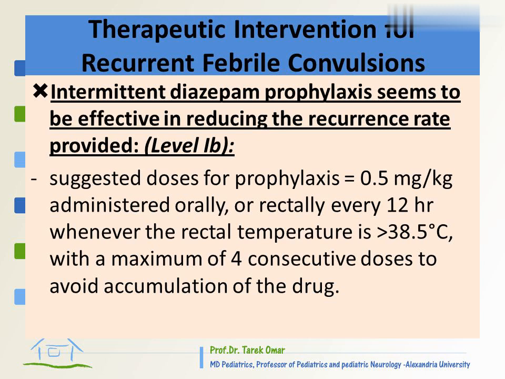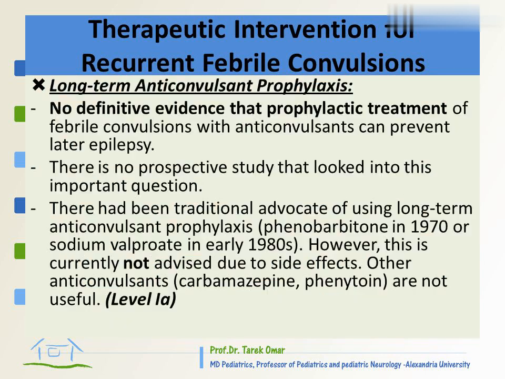Therapeutic intervention for recurrent febrile convulsions. Intermittent diazepam prophylaxis seems to be effective in reducing the recurrence rate. Level IB. Suggested doses for prophylaxis equals half a milligram/kg administered orally or rectally every 12 hours whenever the rectal temperature is greater than 38.5 degrees Celsius, with a maximum of 4 consecutive doses to avoid accumulation of the drug.